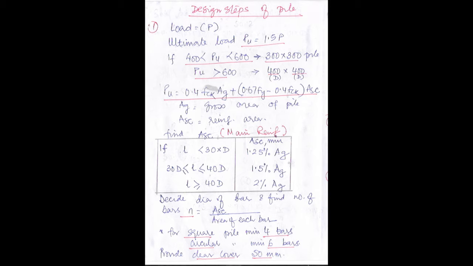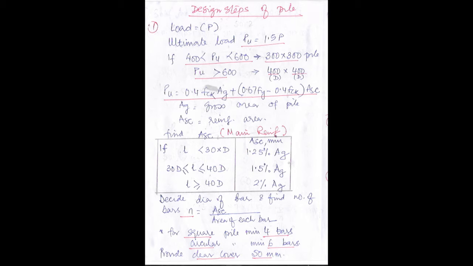PU is what? Ultimate load. FCK is what? Compressive strength of concrete. That is, if we use M15 concrete, what will be FCK? 15 Newton per millimeter square. If we use M20 concrete, FCK will be 20 MPa, and so on. What is AG? AG stands for the gross area of the pile. That means what you have assumed over here, either 300 by 300 or 400 by 400. That is the gross area of the pile.